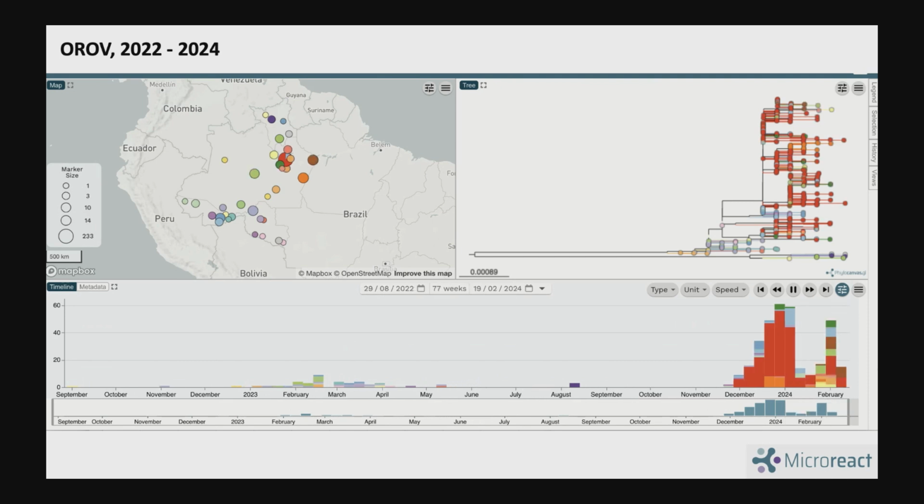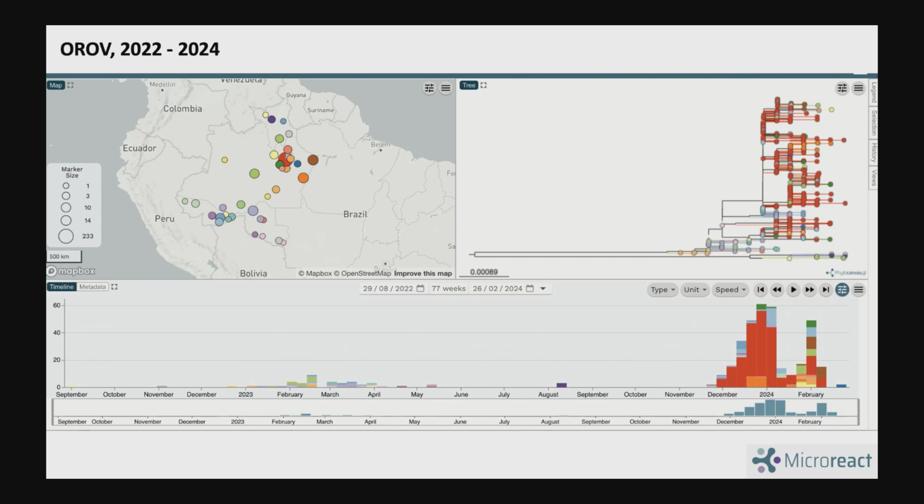So you can see here that, using this strategy, we were able to sequence almost 400 genomes from 36 municipalities from 4 Brazilian states over 77 weeks. So this was very important information that helped us to better understand how this virus spread over Brazil.